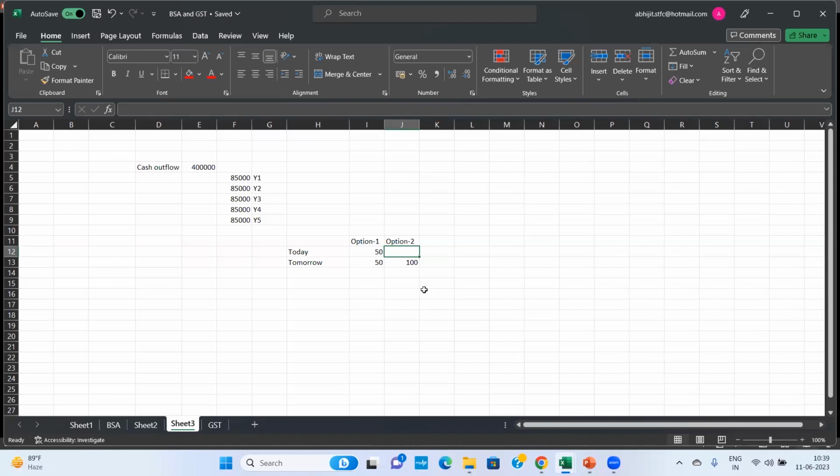If I get 50 rupees right now, 50 rupees tomorrow, the value will be more considering the time value of money. And tomorrow, if I take 100 rupees from you, then obviously the value of that 100 rupees is going to be lesser than option 1, right? So similarly, 85,000 received in the 4th year is much lesser in value compared to 85,000 received today. So what do I do? I do discounting. So I discount the value with a certain percentage.